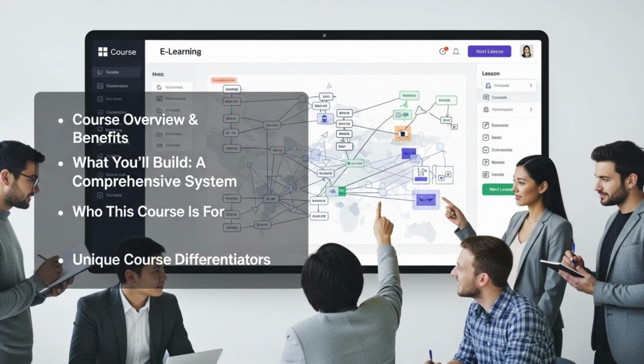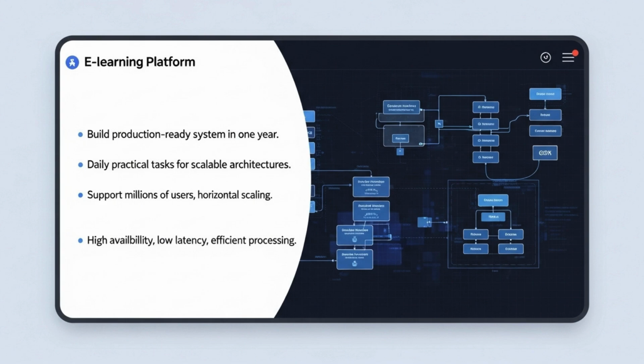Imagine building a complete production-ready system design in just 1 year. This course makes that a reality. Through daily practical tasks, you'll develop expertise in scalable architectures and modern DevOps. You'll construct a system supporting millions of users, scaling horizontally, processing data efficiently, and ensuring high availability with low latency. It's a truly comprehensive endeavor.